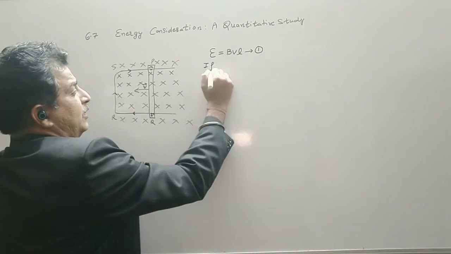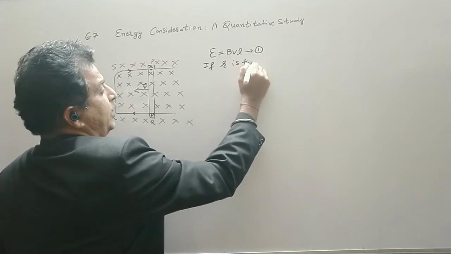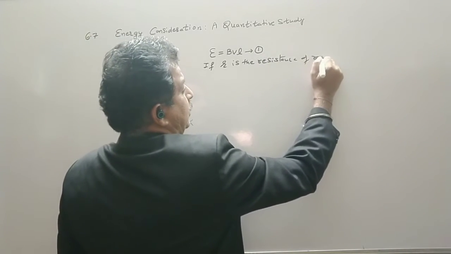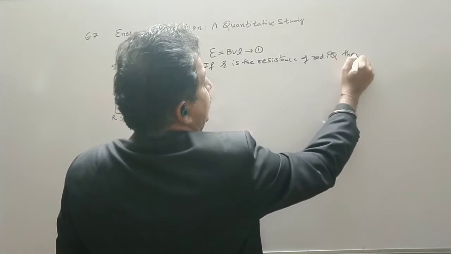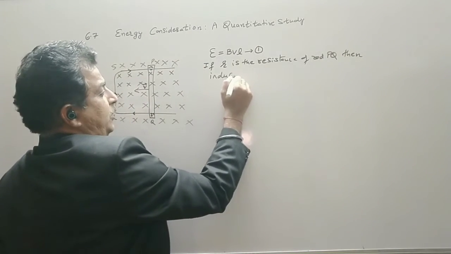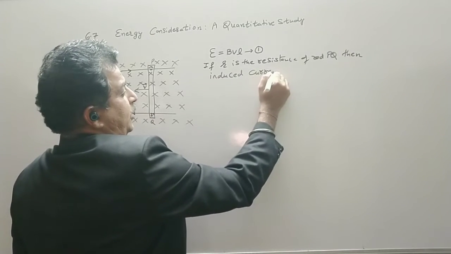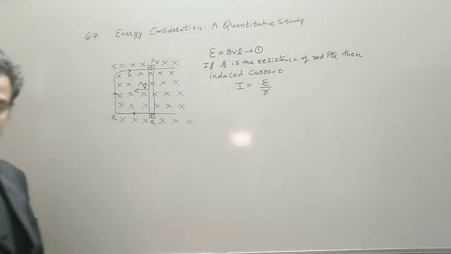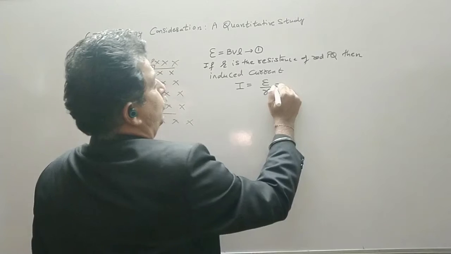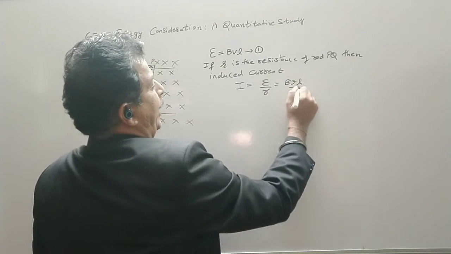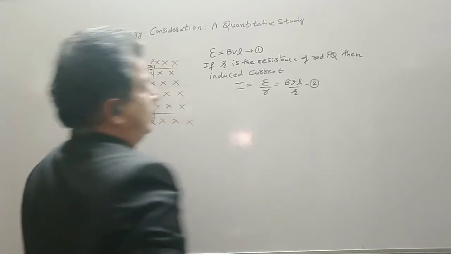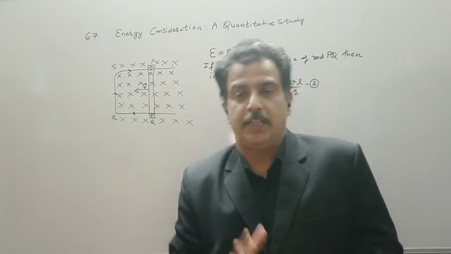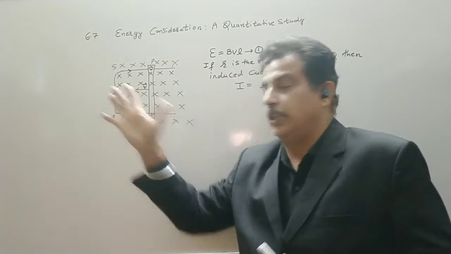So if small r is the resistance of rod PQ, then induced current I is equal to E upon r, that is Ohm's law. So I is equal to E upon r, so it becomes BVL upon r. Now this current starts flowing immediately when we start moving the rod.